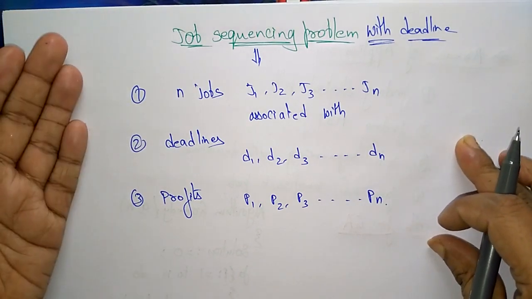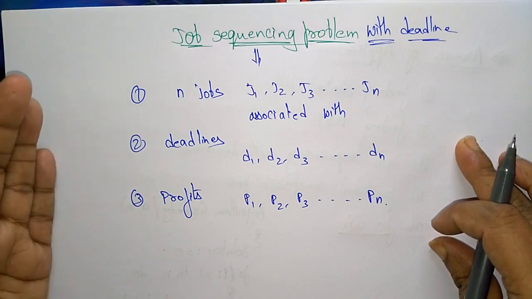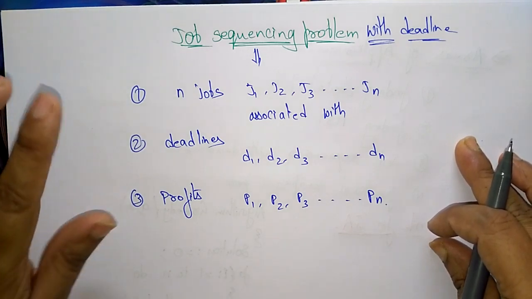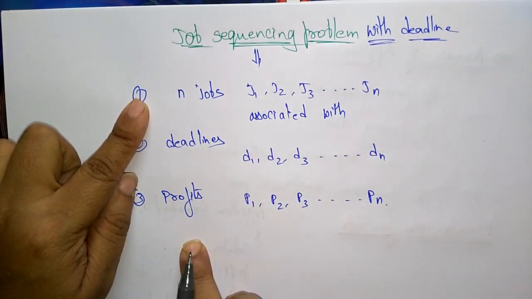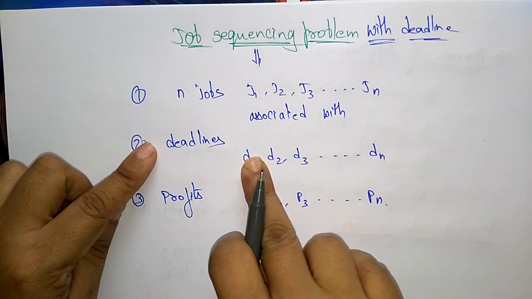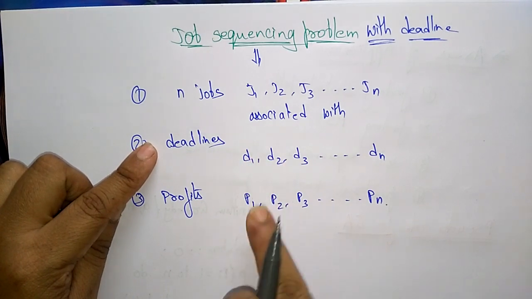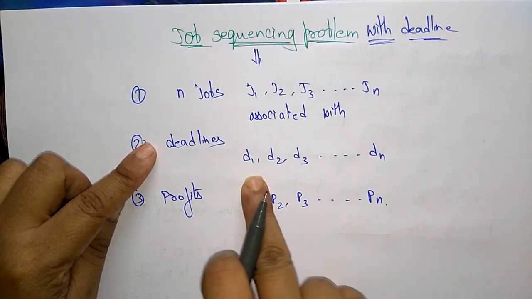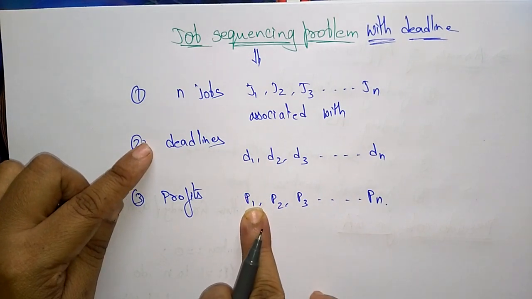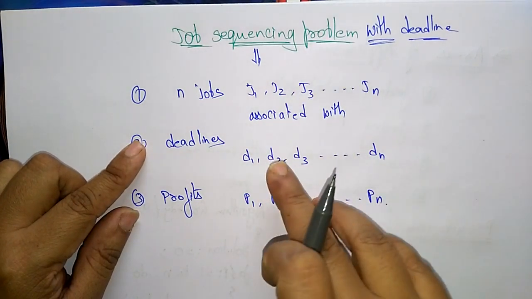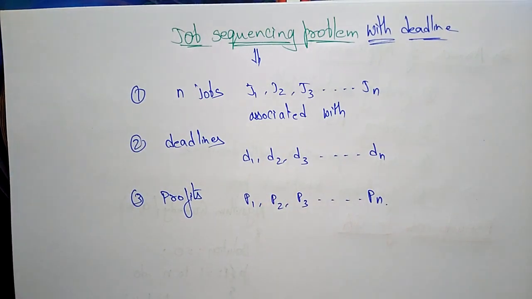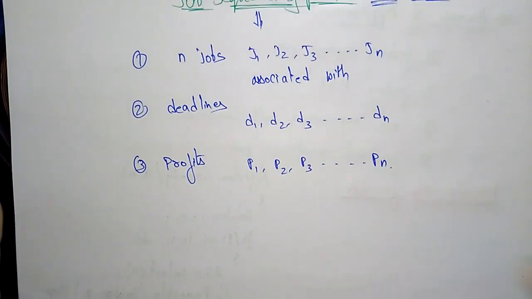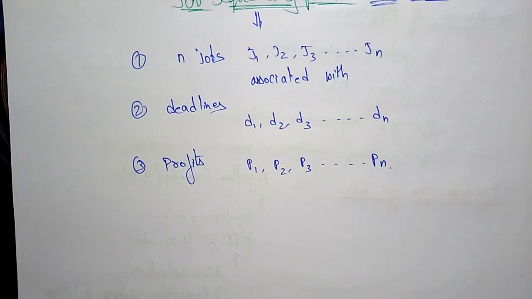In this problem we have to consider n jobs, and these n jobs have some deadlines and profits. Each job has one deadline, and each deadline is associated with a profit. After the completion of the job within that particular deadline, what is the profit it gains? That we have to find out. The profit is earned if the job is completed on or before the deadline.